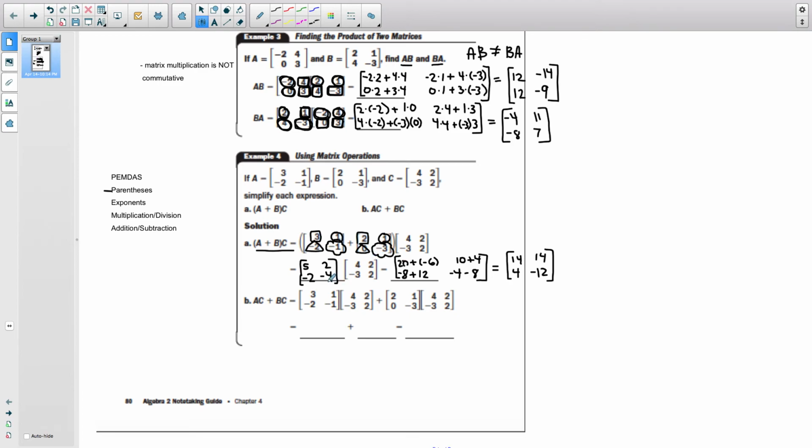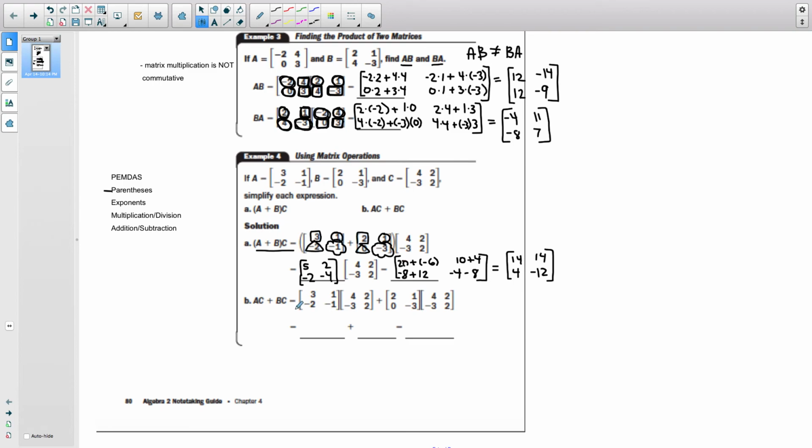All right, so now let's take a look at B. All right, so B says AC plus BC. All right, so in this particular case of order of operations, there are no parentheses, there are no exponents. However, there is multiplication. So that means I'm going to do the multiplication first. So I'm going to multiply A times C, and I'm going to multiply B times C. Doesn't matter which one you do first. You technically kind of can do them at the same time.